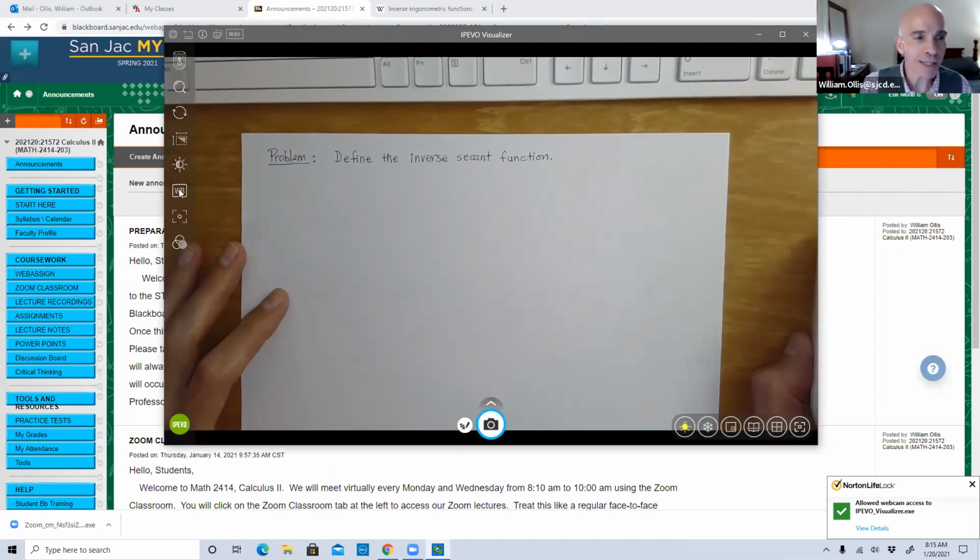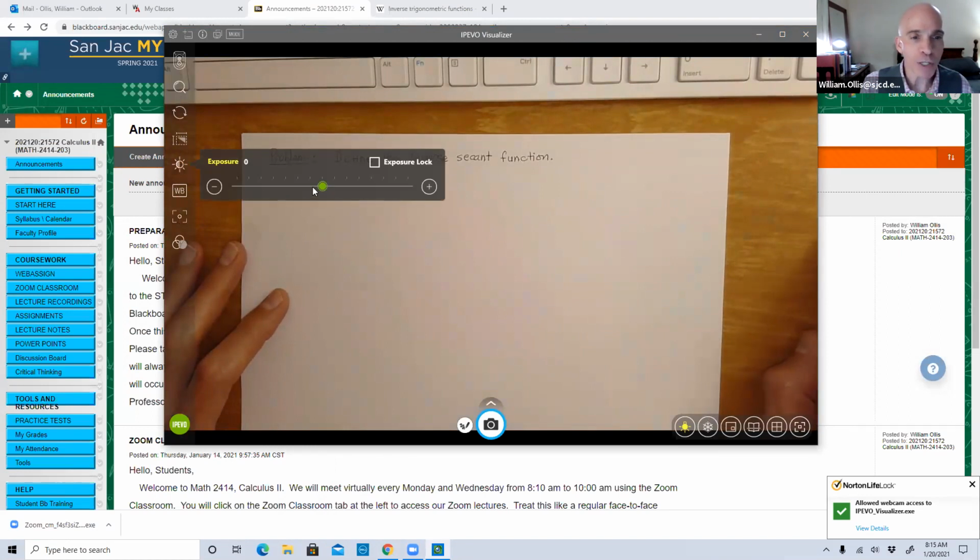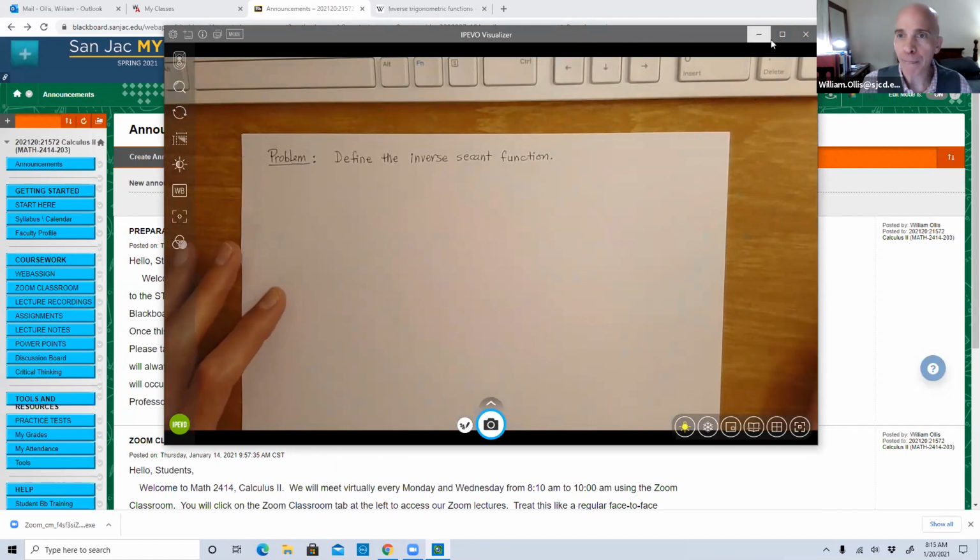I found this document camera in Japan last fall when I was looking for document cams. There were none available in the United States. So that was an interesting proposition. So here we go.